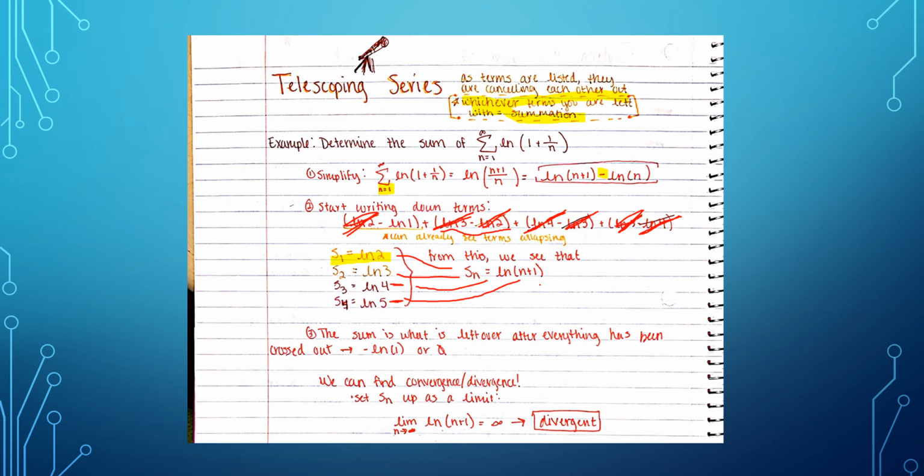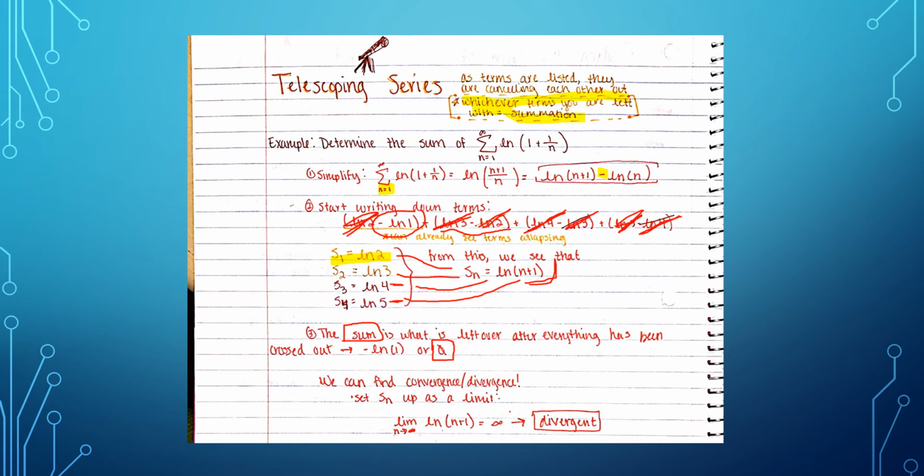This formula will help us find convergence and divergence, but the sum, which is what we're mainly being asked to look for, is what is left over after everything has been canceled out. So the only thing we have left over is this negative ln 1, or just 0, like we have right here.